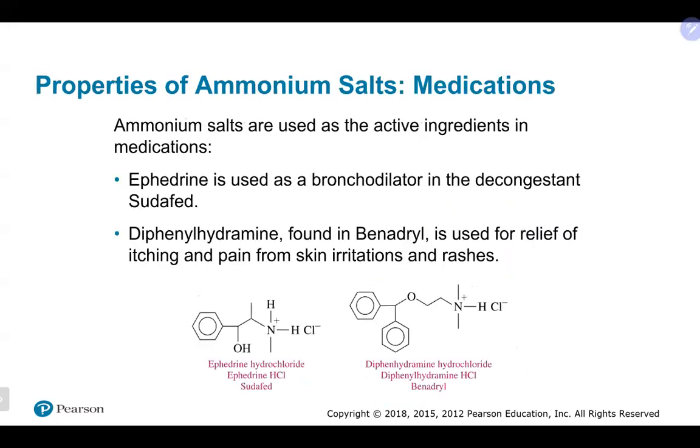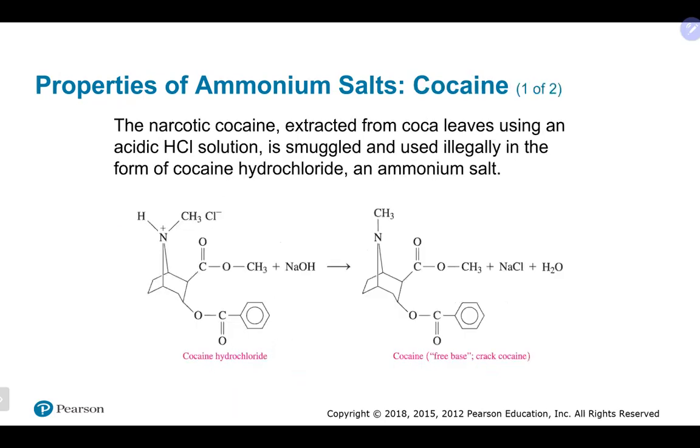We're not going to worry too much about the properties of ammonium salts, but some of them are obviously used in a lot of drugs as well, like Benadryl and Sudafed, which are amine salts. And maybe some illegal drugs as well, like cocaine, are amine salts.